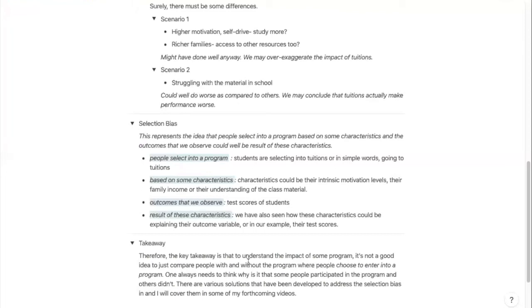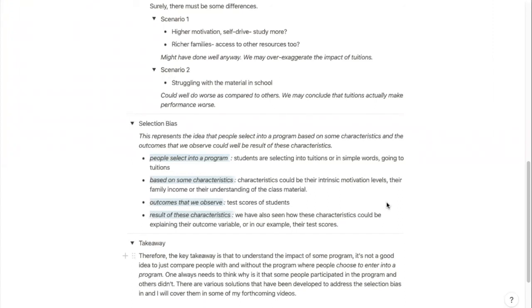So the key takeaway from this video is that to understand the impact of some program, it's not a good idea to just compare people with and without the program, especially where people are choosing to enter into some kind of program. One always needs to think, why is it that some people participated in the program while others did not?